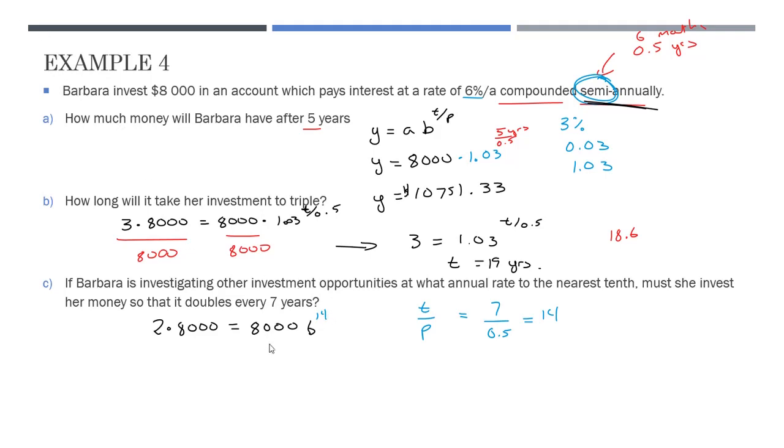Now when I'm solving this, I'm going to divide both sides by 8,000. So I get 2 equals b to the power of 14. And then I'm going to solve for b. So the opposite of to the power of 14 is taking the 14th root. The 14th root of 2 equals b. And in our calculator, you're going to find out that that's equal to 1.05.